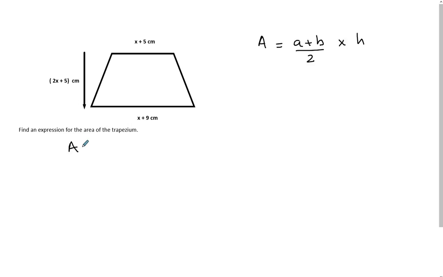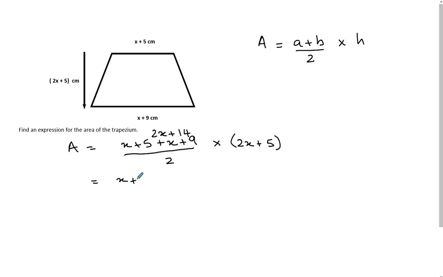So we've got A equals, so you've got x plus 5 plus x plus 9, which are your two parallel sides, divided by 2, and then we're going to multiply it by 2x plus 5. I always leave some space there, which I haven't really done much. So x plus x is 2x, and 5 plus 9 is 14. Okay, if you have an expression and you've got a plus or a minus, then each one of these has to be divided by 2. So 2x divided by 2 equals x, and then 14 divided by 2 is 7.